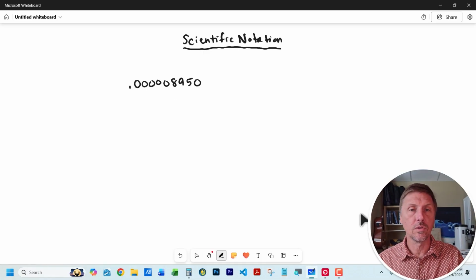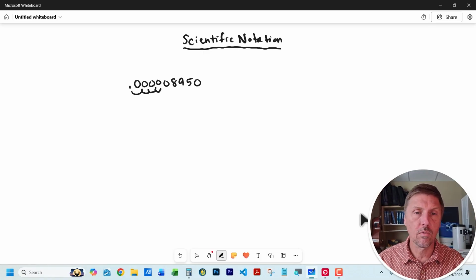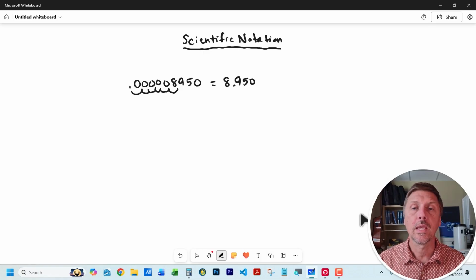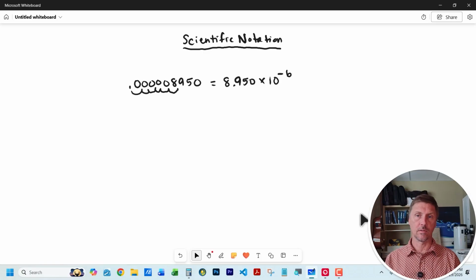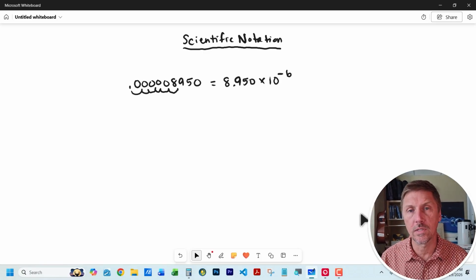All right. So let's move it over. 1, 2, 3, 4, 5, 6 places. So we moved it 6 places to the right, which means that this is equal to 8.950. I put the decimal place after the first non-zero digit. And since we had to move over 1, 2, 3, 4, 5, 6 places to get there, it's going to be times 10 to the negative 6. Okay? So that's how you go from decimal notation to scientific notation.